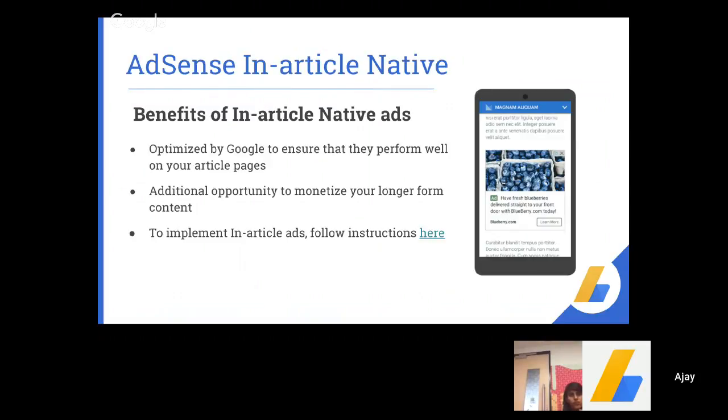AdSense in-article native. The benefits of in-article native ads are that they are optimized by Google to ensure that they perform well on your article pages. As you know, we have an option called global display preset when you're creating the native in-article ads, which means that AdSense will decide to either serve a high performance banner ad or an in-article native ad based on what is in the auction. So you can rest assured that it will make sure your article ads perform really well.